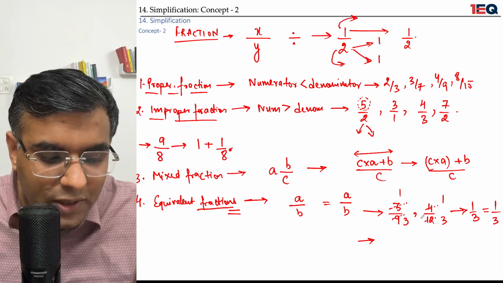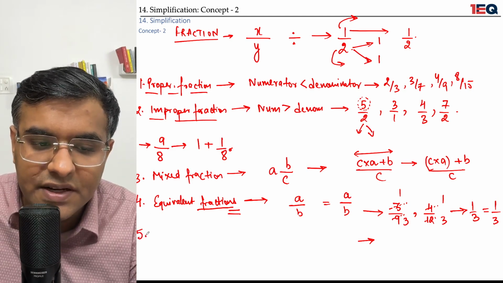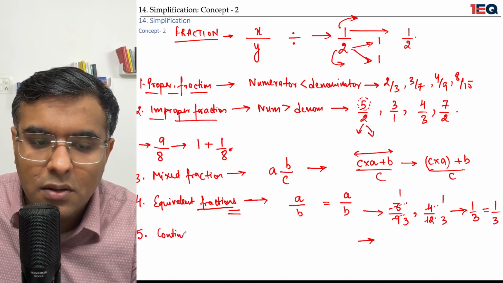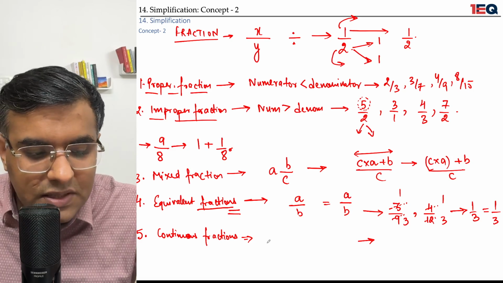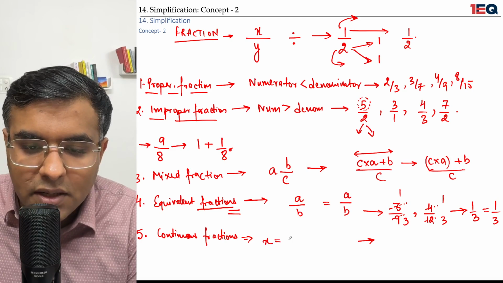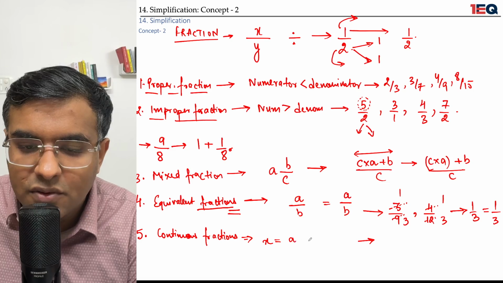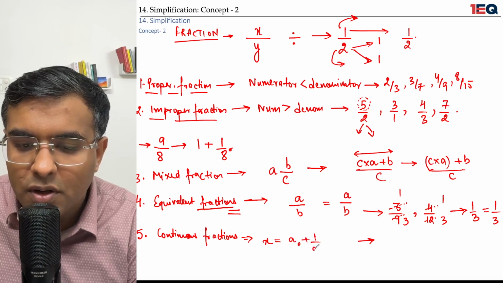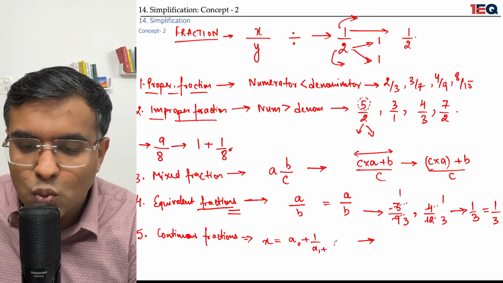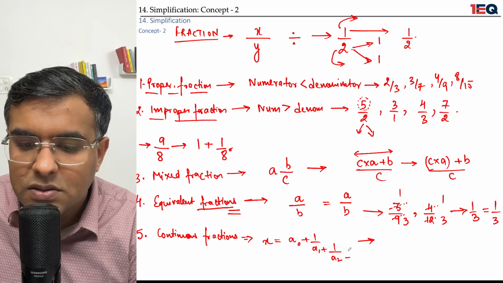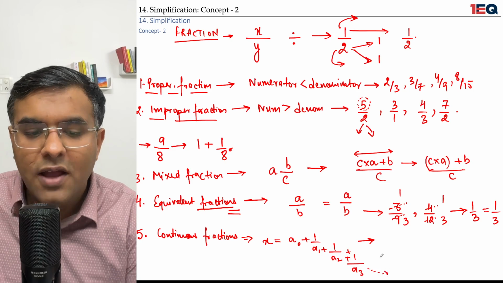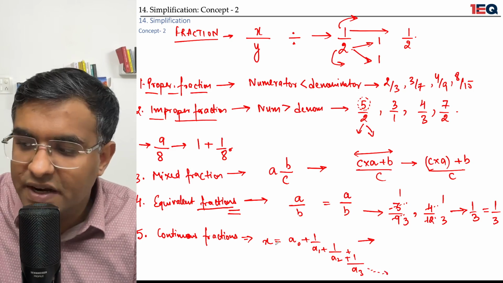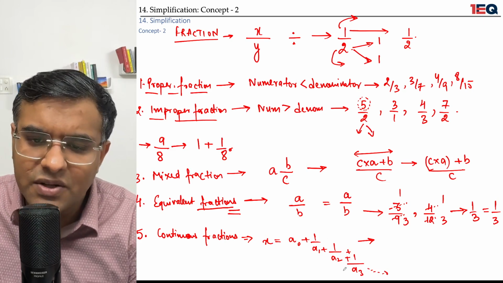Okay. One last point, there is something called continuous fractions. So what happens in continuous fractions is this: let's assume there is a number which is equal to x, and this is now moving itself to this format: a0 plus 1 upon a1 plus 1 whole upon a2 plus 1 whole upon a3, and so on. Whenever you encounter such continuous fractions, that is when you simply identify them as continuous fractions.